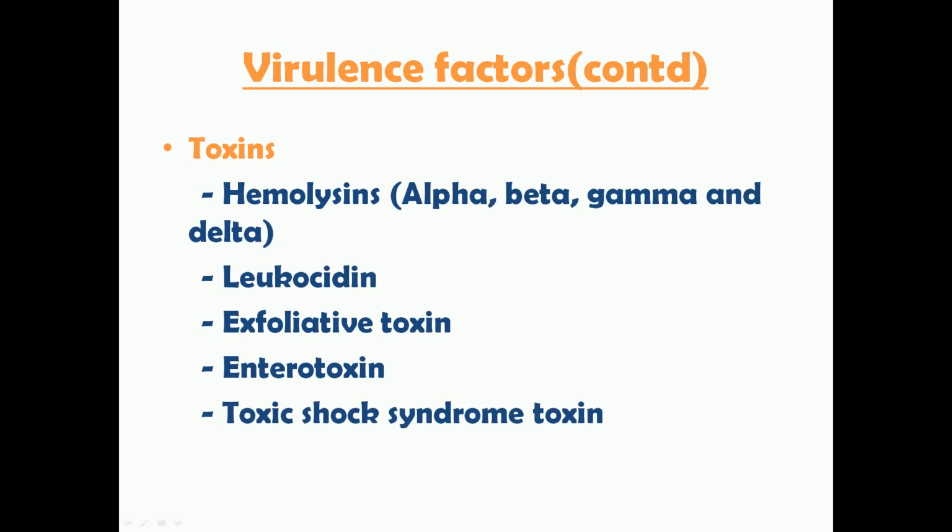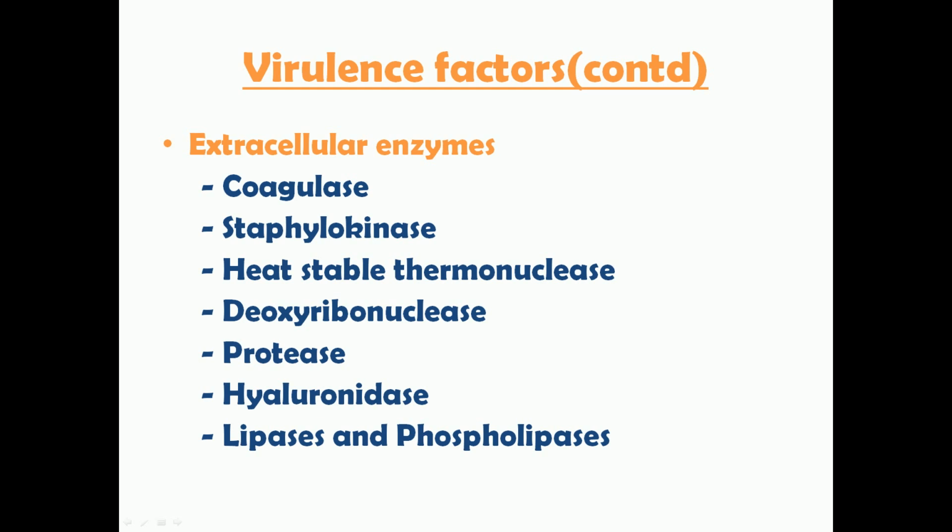This bacteria also secretes many toxins such as Hemolysins, alpha, beta, gamma, and delta Hemolysins, leukocidin, exfoliative toxin, also known as epidermolytic toxin, Enterotoxin, and toxic shock syndrome toxin. They also secrete many extracellular enzymes known as Coagulase, Staphylokinase, heat-stable thermonuclease, deoxyribonuclease, protease, hyaluronidase, lipase, and phospholipases.